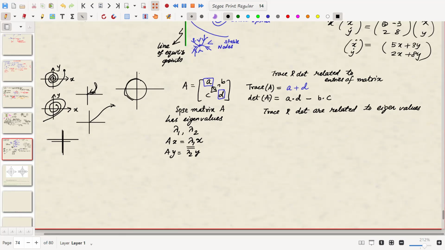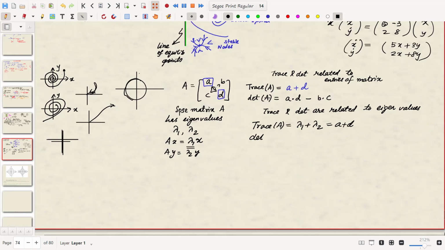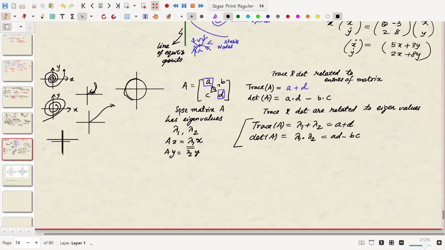No, that is the other way around. Actually, the trace of A is the sum of eigenvalues. That is the same as A plus D, and the determinant of A is the product of eigenvalues. That is AD minus BC. So this represents a unified formula of the trace and determinant with the entries of the matrix and with the eigenvalues as well. This is what is important.